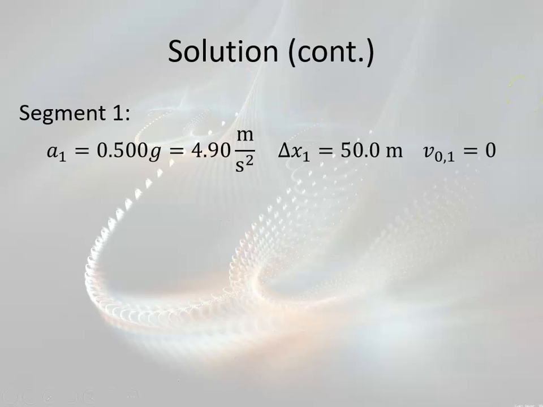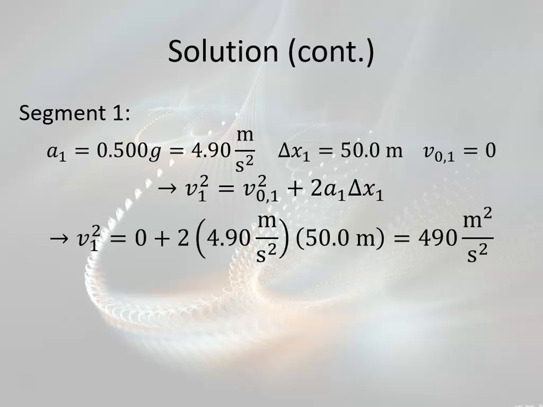So let's figure out everything we can figure out in segment 1. Those were our givens for segment 1, nothing new now. And we want to figure out the final velocity at the end of segment 1. Well, v squared is v naught squared plus 2a delta x. So v sub 1 squared is v naught squared plus 2a sub 1 delta x1. So find what v sub 1 is. Well, v sub 1 squared is 490. Take the square root of 490. You get about 22.14 meters per second.